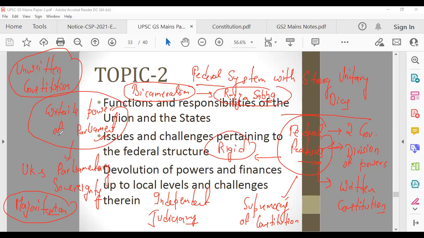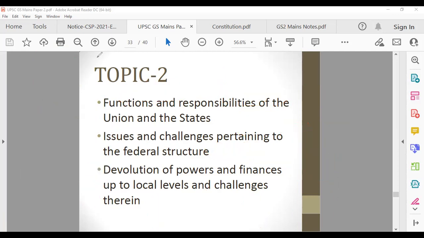So these are some federal features. Hope you understood it. Then there are some unitary features. What are the unitary features of our constitution? I will show you some points. We'll solve some prelims and mains questions, and then we'll see some Hindu article on this. So don't worry about it.